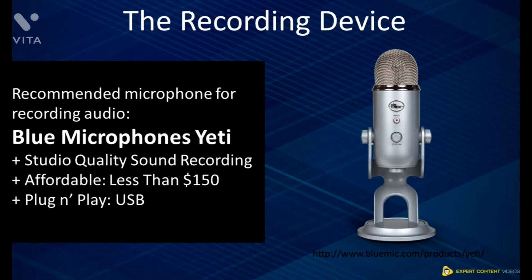Some microphones and recording devices may cost thousands of dollars. Don't fret, however. There are actually very affordable microphones that produce very high-quality sound. One such example is the Blue Microphone's Yeti. This is because it has studio-quality sound recording, which is a big plus if you want high-quality audio. It's also very affordable. You can get this online for lower than $150.